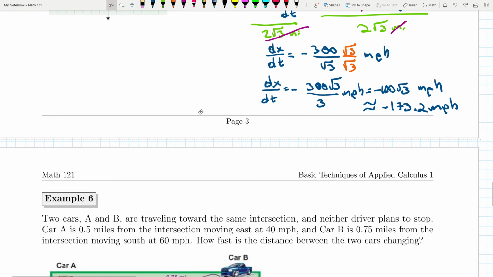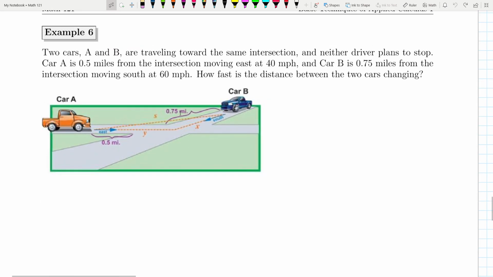Okay, and let's do one third example. So we have two cars, A and B, and they're traveling toward the same intersection. And the thing here is that none of these cars are planning to stop. Car A is 0.5 miles from the intersection, moving towards the east at 40 miles per hour. Okay, let's label that, 40 miles per hour. While the other car, car B, is moving to the south at 60 miles per hour.